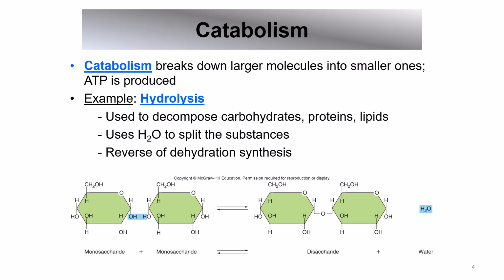Catabolism is then the opposite. This is when large molecules are broken down into smaller parts and ATP is produced here. Hydrolysis is a type of catabolism. So here we can break apart sugar molecules into smaller parts, proteins into amino acids, lipids into their components.